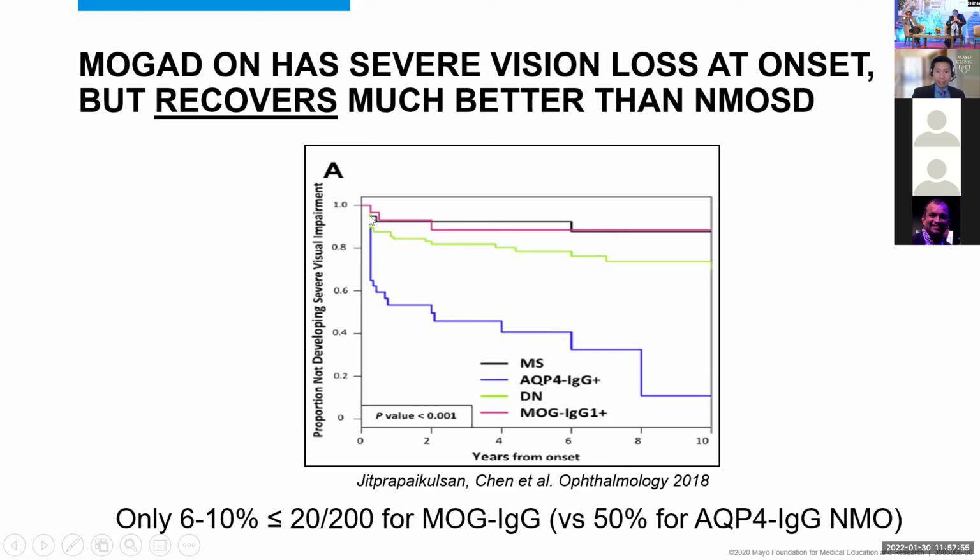Whereas in pink, these are our patients with MOG. Despite recurrent bouts of optic neuritis, patients tend to retain fairly usable vision, and actually look very similar to multiple sclerosis in black. Overall, most studies show that about 6 to 10% of patients will end up 20/200 or worse in MOG, compared to 50% for NMO. So again, magnitudes better outcomes than NMO, fortunately.